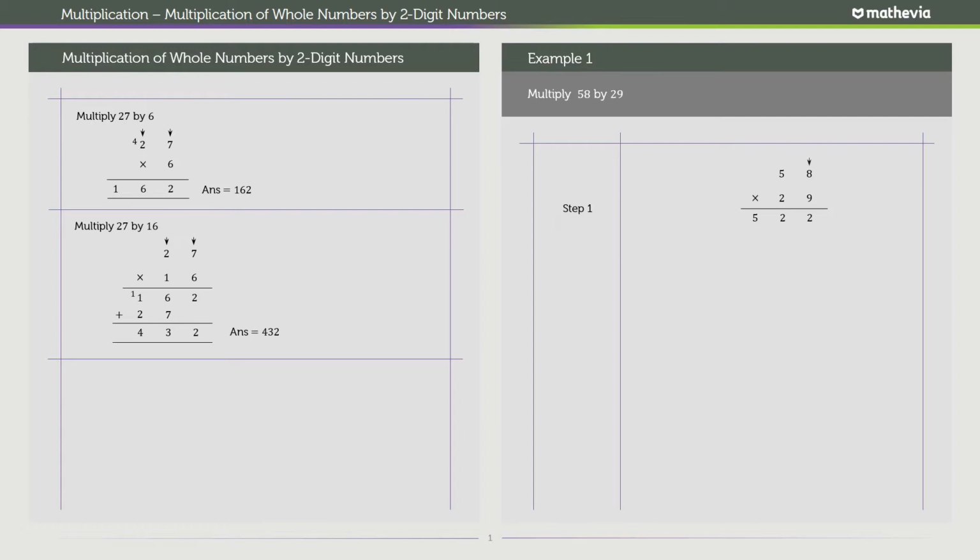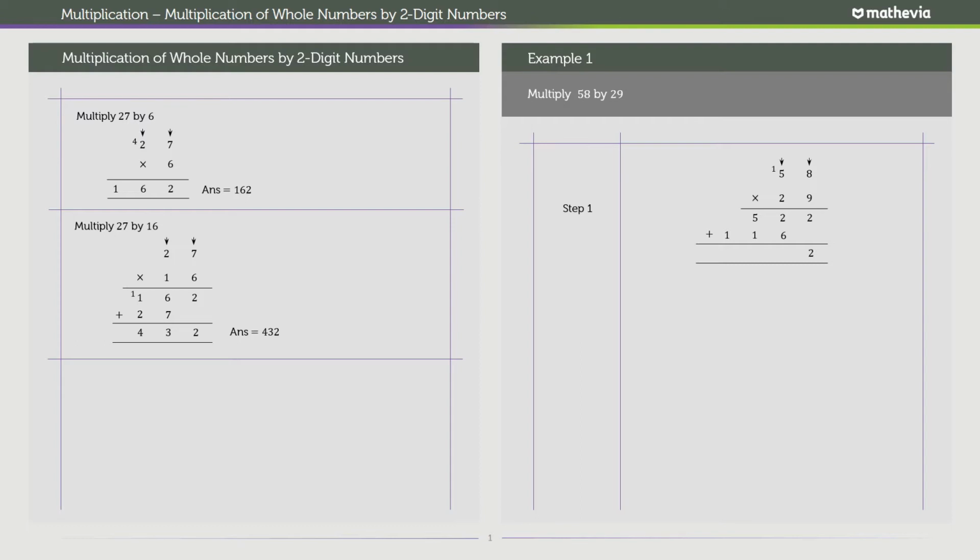Okay, so we have 2 times 8 gives us 16. Okay, and we write down 6 and carry 1. Just the same way we multiply, we write down 6 and carry 1, and then we have 2 times 5 gives us 10, and then 10 plus 1 gives us 11, and we just go ahead and write down 11 over here.